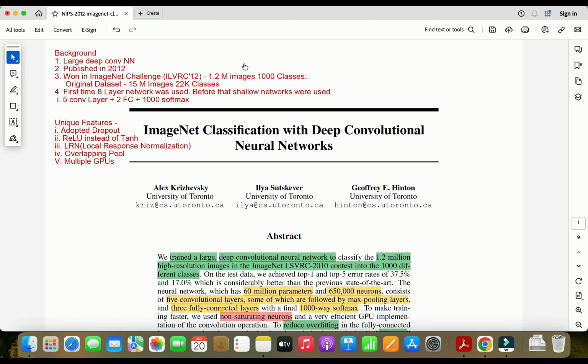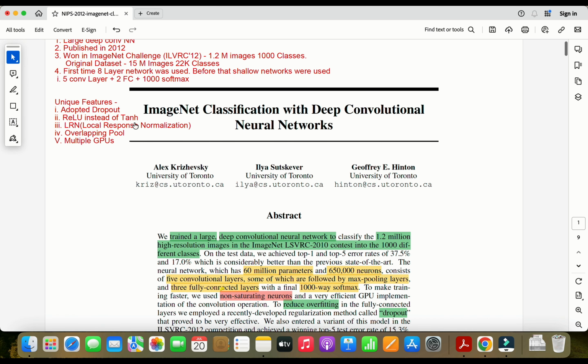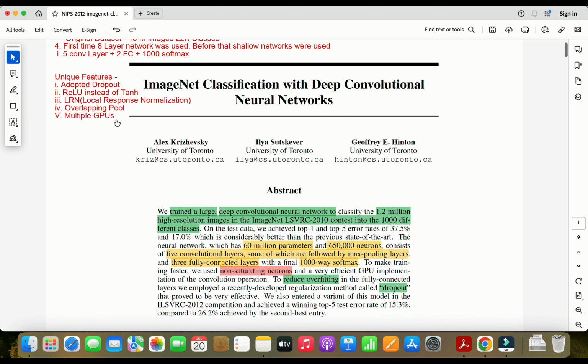The ImageNet dataset was published in 2010. The original dataset has 15 million images and 22k classes, but the dataset used in the challenge is a subset: 1.2 million images with 1000 classes. This neural network has 8 layers, out of which 5 are convolutional layers, 2 are fully connected, and a 1000-way softmax. It has some unique features. A few of them were adopted from the latest research of that time, like dropout and ReLU. They have also used local response normalization, overlapping pooling, and multiple GPUs.